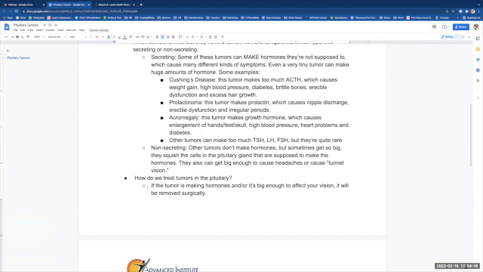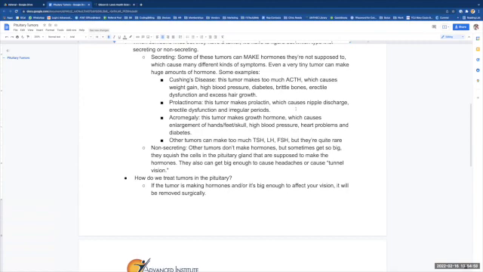Acromegaly is a tumor that makes growth hormone that causes enlargement of the hands, the feet, the skull. It causes high blood pressure, heart problems, diabetes. It's different from gigantism in that acromegaly occurs in the adult. Gigantism occurs in people whose growth plates are not yet closed, but the principle of how it works is the same. There are other tumors that make too much TSH, LH, FSH, and they're very rare.